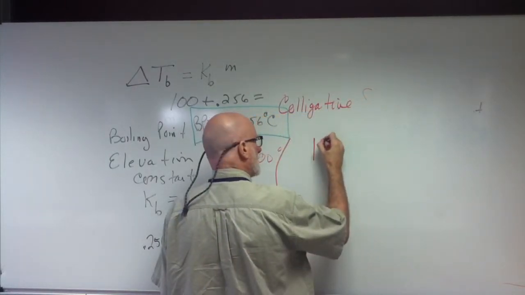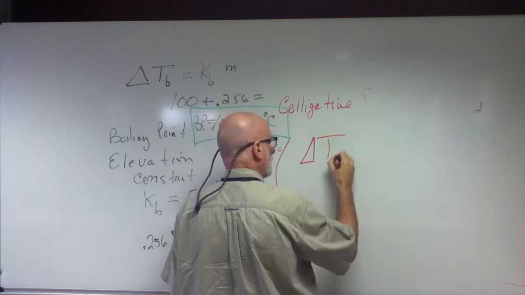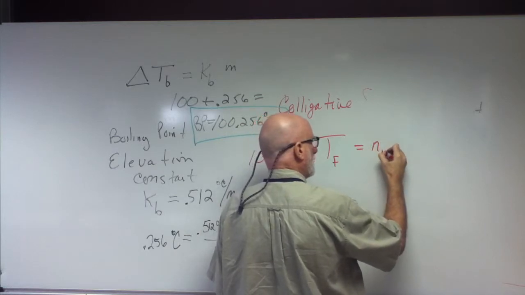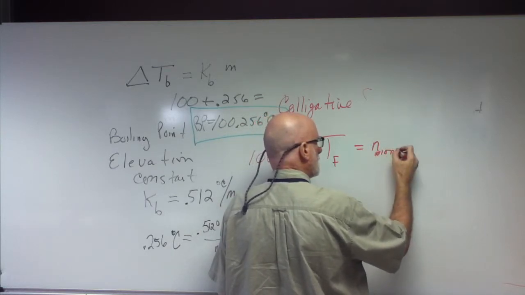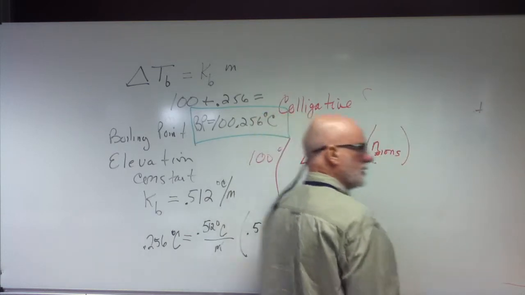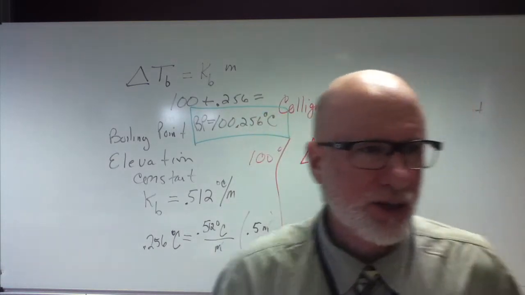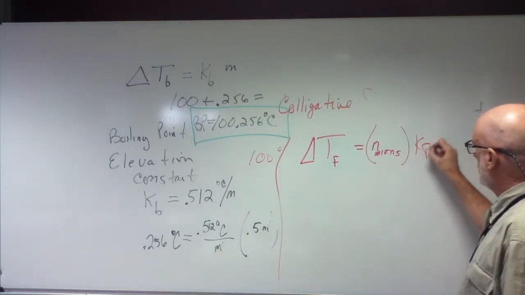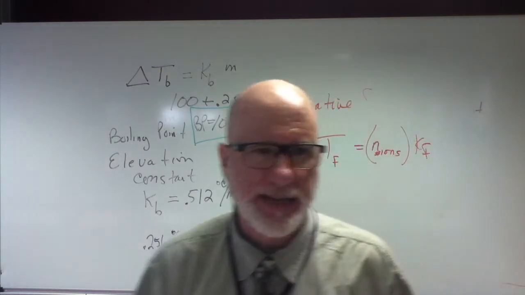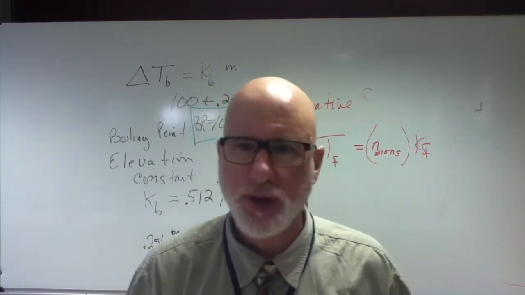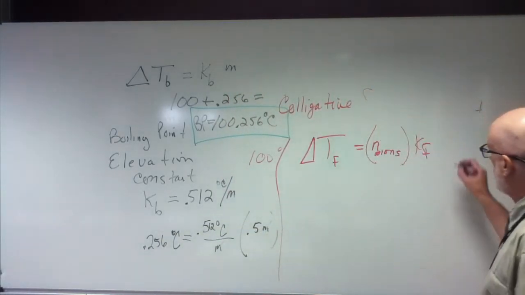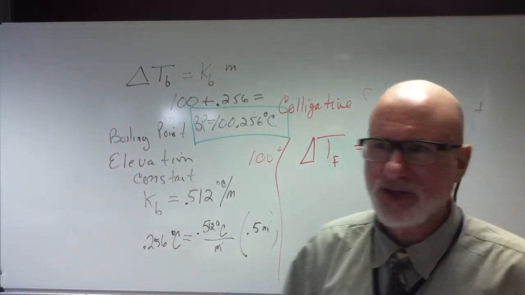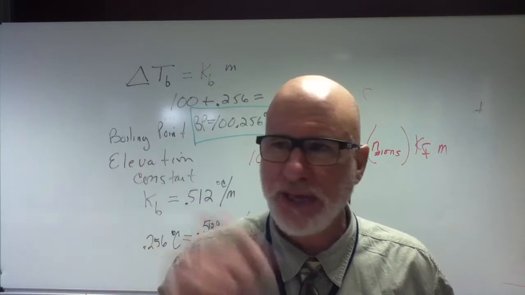So the freezing point depression is going to be the number of ions, right? If something doesn't dissociate, like glucose, then it's just 1, right? Times the KF. What's the KF for water? Did anybody find that chart in your chapter? KF for water, 1.86, right? Okay, so times KF, which is 1.86, and then you figure out the molality of the solution. Clear?